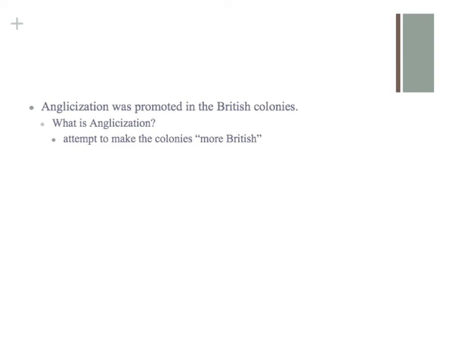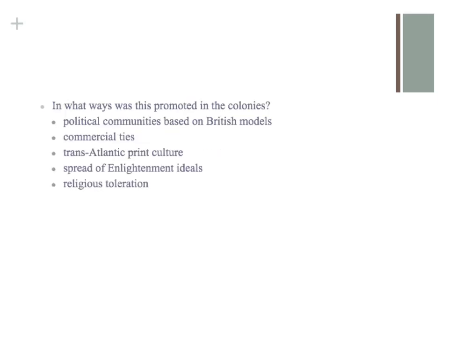The next component is Anglicization, promoted in the British colonies. The first thing you need to know, and it's one of those big AP words, is what does that mean? All it means simply is the attempt by the British to control the colonies and make them more British. In other words, make them more homogeneous or the same. Next thing you need to know is how was this Anglicization promoted in the colonies? In other words, how is Britain trying to make the colonies a little bit more similar to the British?